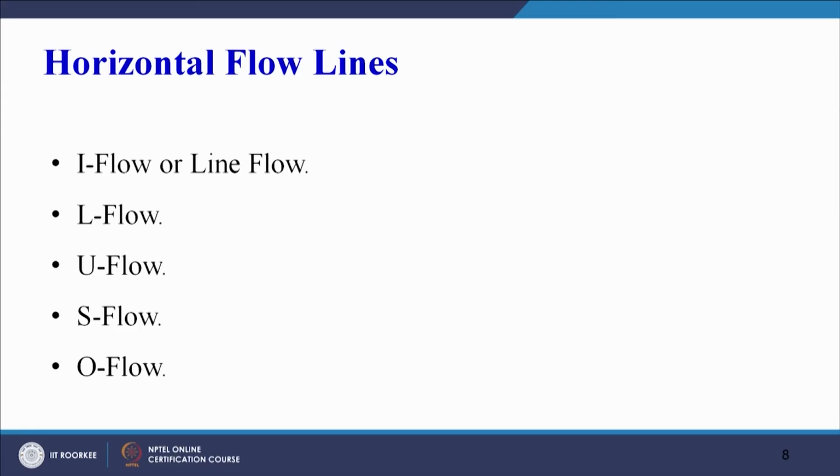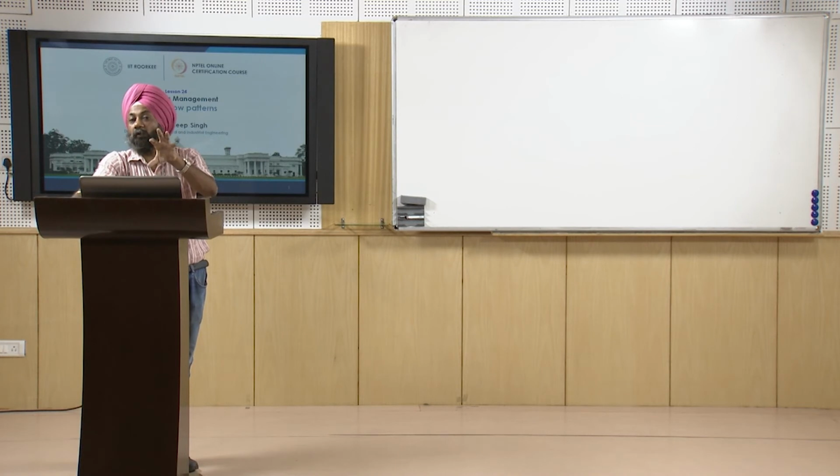Horizontal flow lines, you can see there are so many examples. We can have an I flow or line flow, we can have an L flow, U flow, S flow, O flow. So we can see that the different types of space available to us will force us to choose any one of these flow lines or flow patterns.